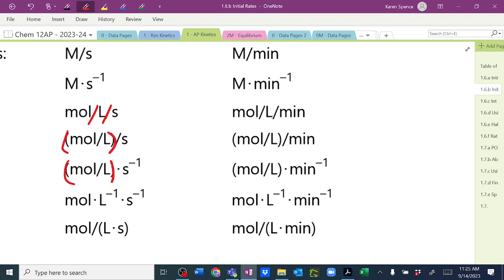You could have mole liter to the -1, second to the -1, or you could have mole over liter times second. And those all mean the same thing, and you just need to be okay with them writing things different ways depending on who's writing it.